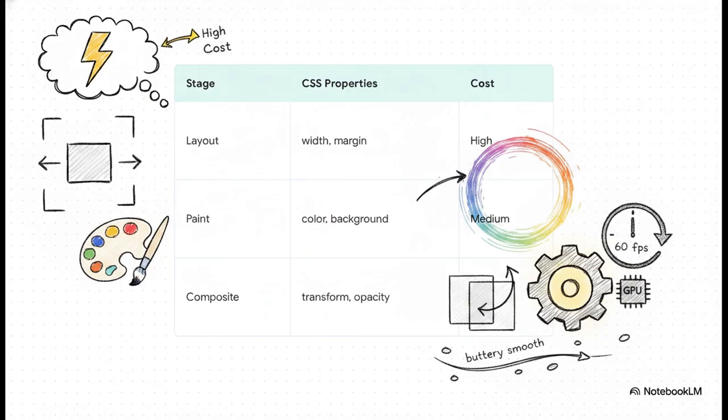Changing a color, that skips layout and just triggers paint and composite. But if you animate composite-only properties like transform or opacity, you skip layout and paint entirely. The browser offloads it to the GPU, giving you that buttery smooth 60 frames per second.